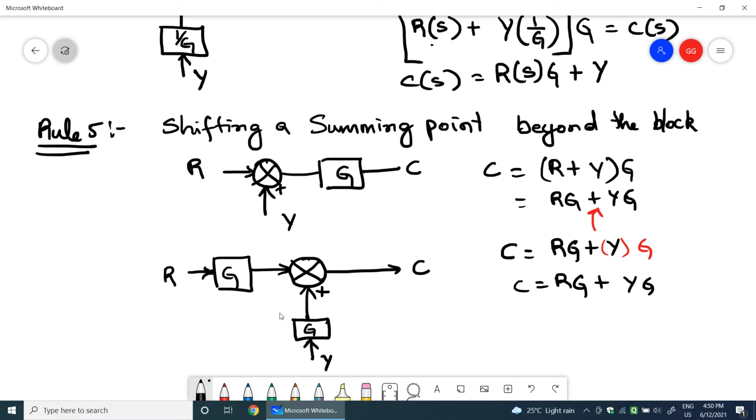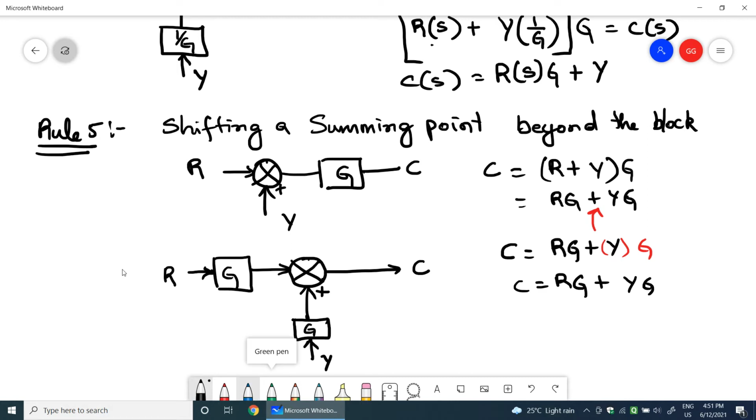So when you shift a summing point after the block, or beyond the block, the gain gets multiplied with the parameter wherever it is necessary. Here Y got multiplied by G to get the same expression we had. Earlier Y was divided by G, now Y is multiplied by G. So this is what rule 5 is all about.